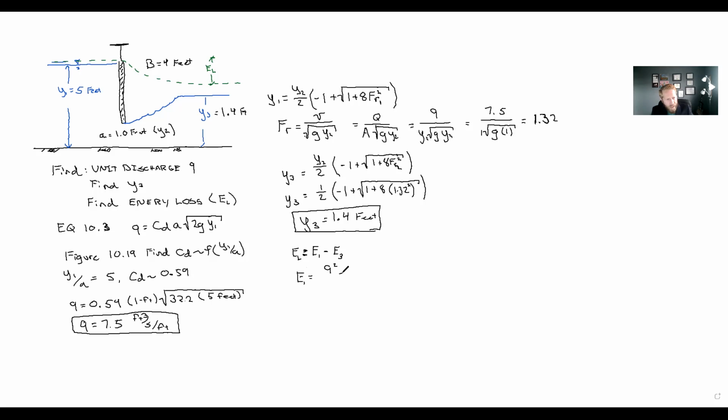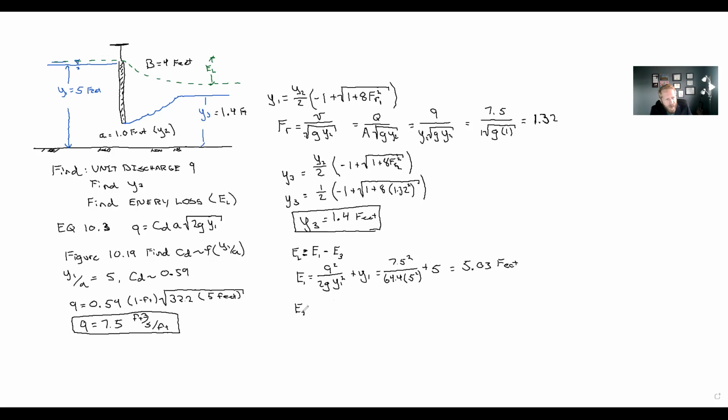So the energy in a rectangular channel is q squared over 2g y1 squared plus y1. And that equals 7.5 squared divided by 64.4 times 5 feet squared plus 5 feet, and that equals 5.03 feet. So most of our energy is stored in the potential energy. There's not a lot of velocity head in the backwater of the gate, and that seems to make sense. So energy 1 is 5.3 feet.